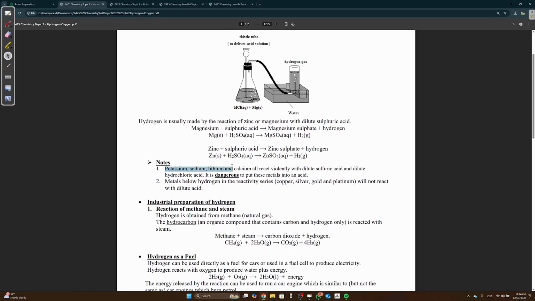Why don't they use potassium, sodium, and lithium? Because remember, Kanalica meets all zebras first. No person here could argue the reactivity series. K and Na meet all zebras first. So basically these, as well as calcium and lithium, are very active. They react very violently with acid, so it is dangerous to put these metals into an acid, and therefore they don't use them. Although they react very fast, you don't do it because it's too vigorous.